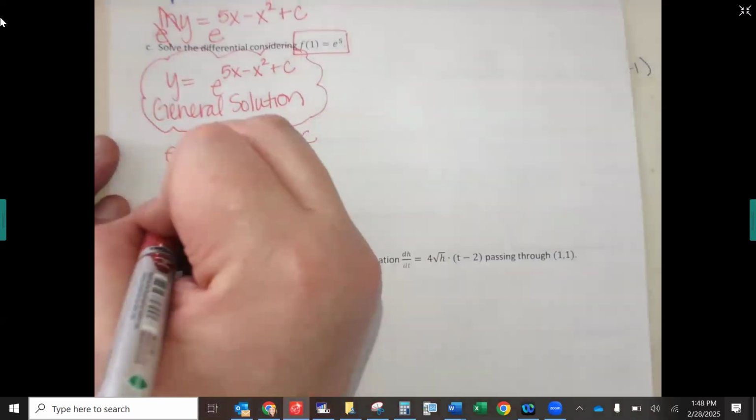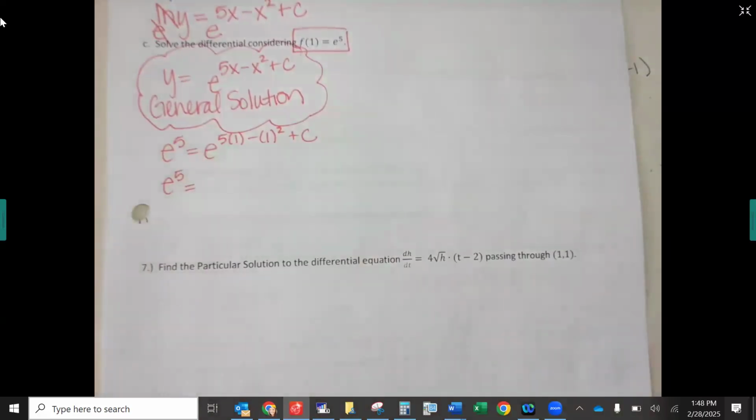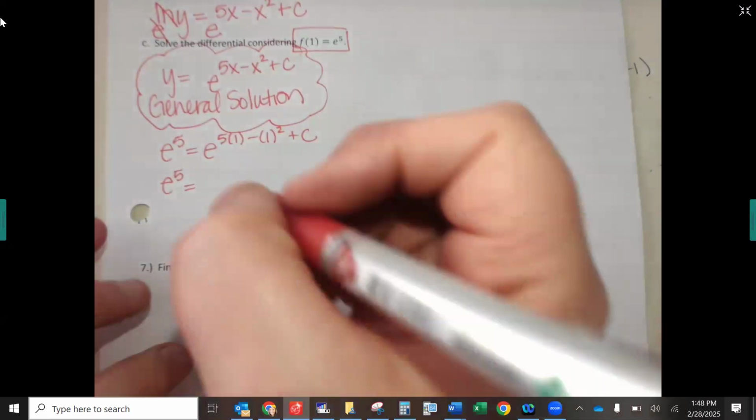And then from there, work out that little exponent. Okay, 5 times 1, that would stay a 5. Minus 1 squared would stay a 1. So what's 5 minus 1? 4 plus C.